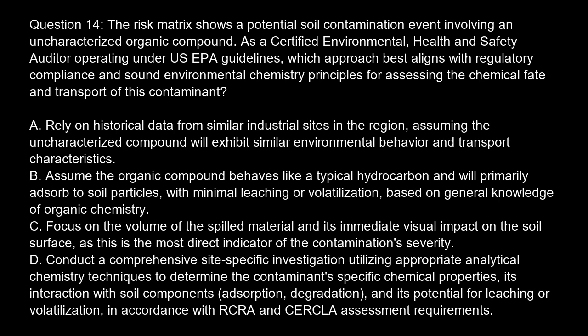Option C. Focus on the volume of the spilled material and its immediate visual impact on the soil surface, as this is the most direct indicator of the contamination severity. Option D. Conduct a comprehensive site-specific investigation utilizing appropriate analytical chemistry techniques to determine the contaminant's specific chemical properties, its interaction with soil components, adsorption, degradation, and its potential for leaching or volatilization, in accordance with RCRA and CERCLA assessment requirements.